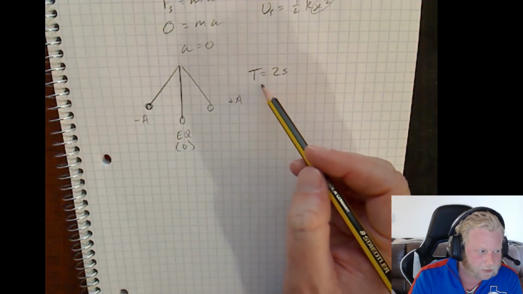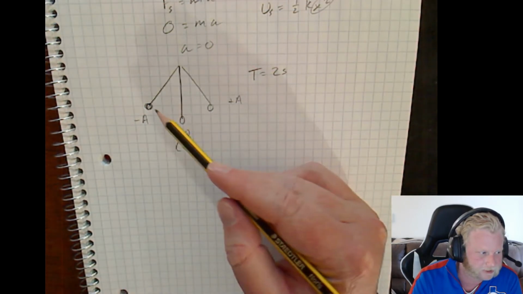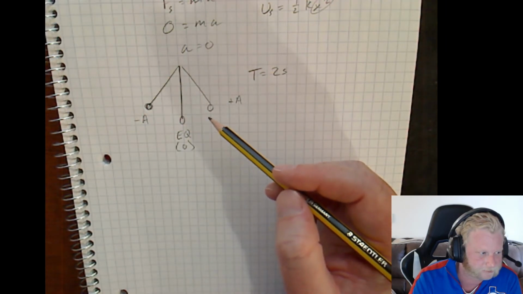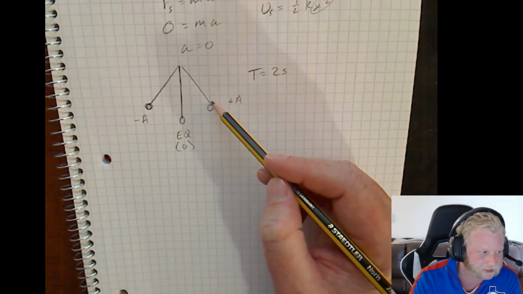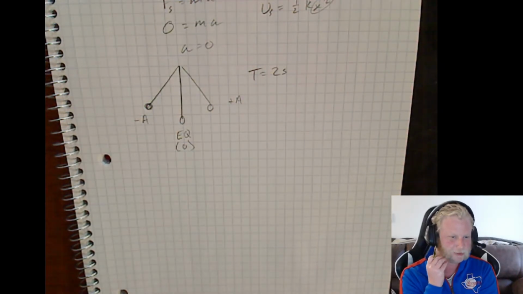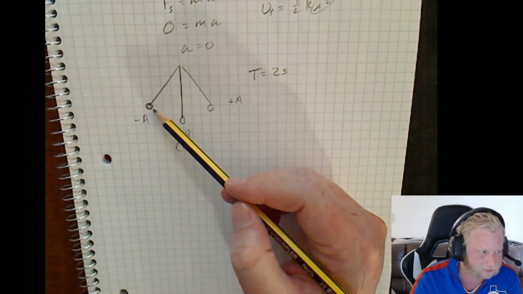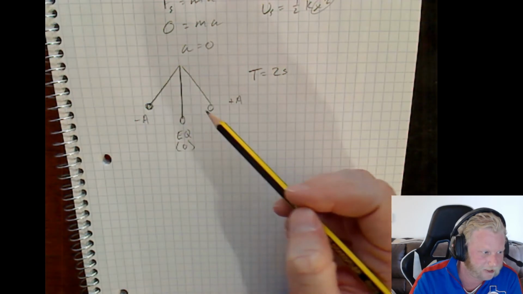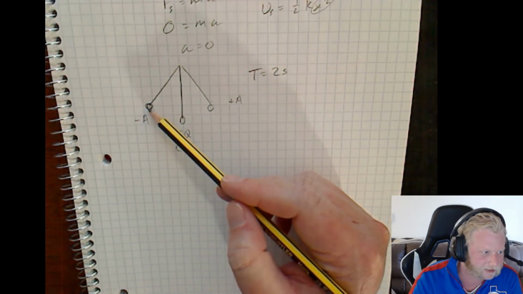Now, we know the period is 2 seconds here. So we know that to go from here to here takes 1 second. To go from here to there and back to here takes 2 seconds. So if we're looking for when it's going to be at its maximum negative displacement, well, its maximum negative displacement is your negative amplitude, right? So it's going to take 1 second to get to its maximum negative displacement.